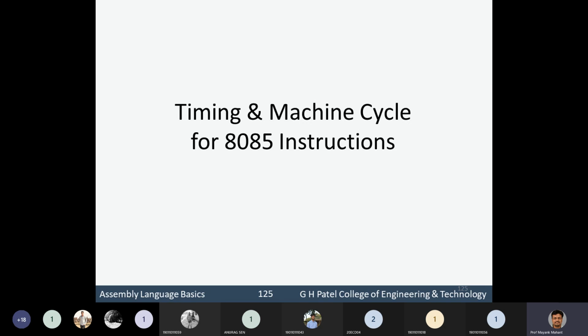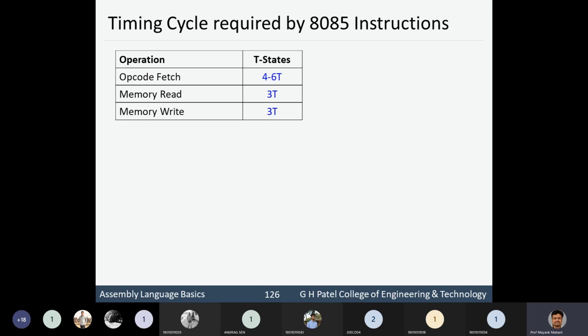Okay, so at that time it is very important to know the timing and what the machine cycle of your 8085 instruction is. Already we have talked about what is a T state, a machine cycle and an instruction cycle. Already we have discussed that thing. Generally, the timing cycle required by the 8085 microprocessor are these.